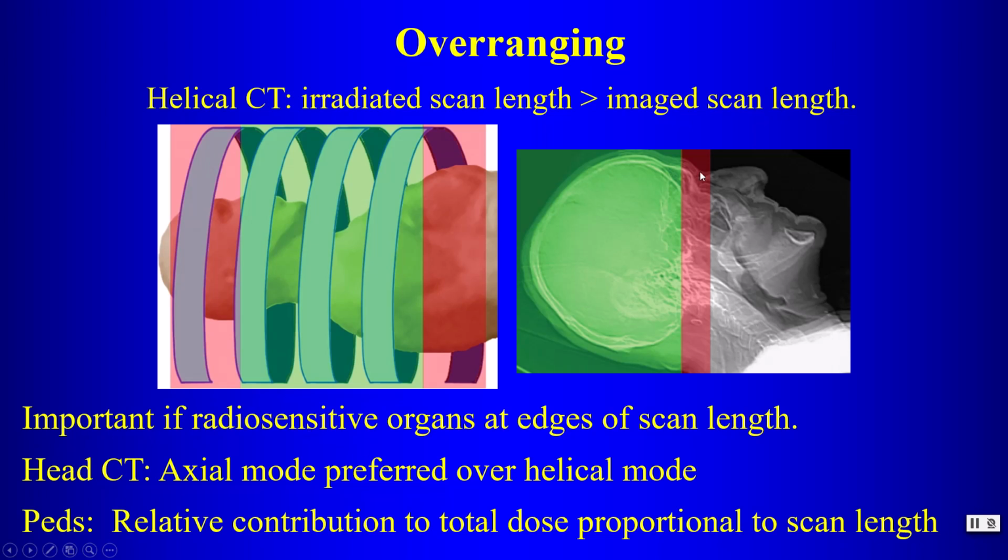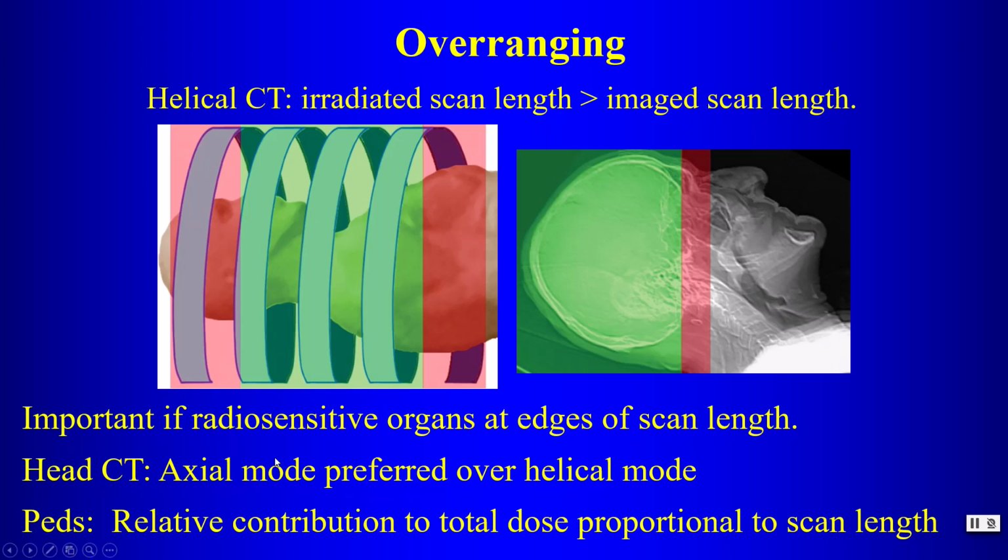So if you're doing a CT of the head, we have the eyes over here, and you would want to avoid irradiating the eyes. If you're doing a helical scan here, the eyes would get irradiated at the bottom of the scan, even though they're not going to be included in the images that are depicted. So for head CT, an axial mode would be preferred over a helical mode. If you're scanning axially, then you would avoid this problem of overranging, and you would avoid the extra radiation to the eyes that you would get with the helical protocol.